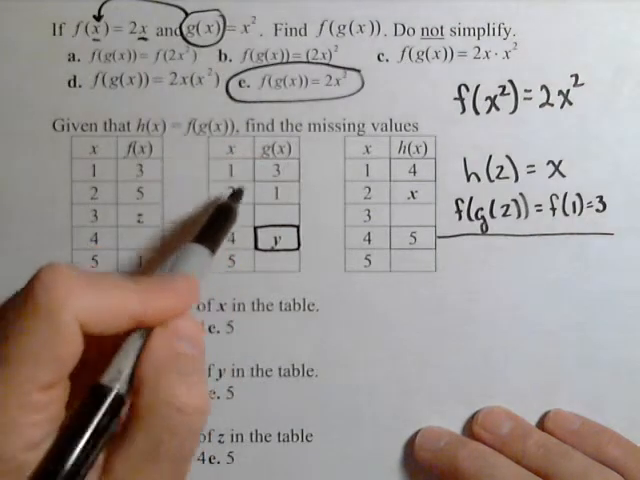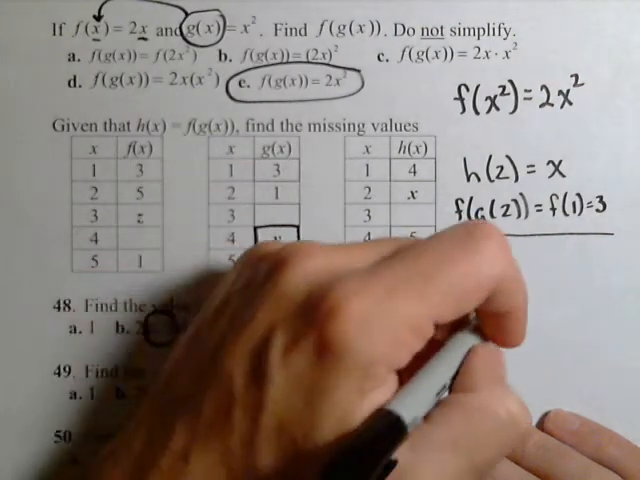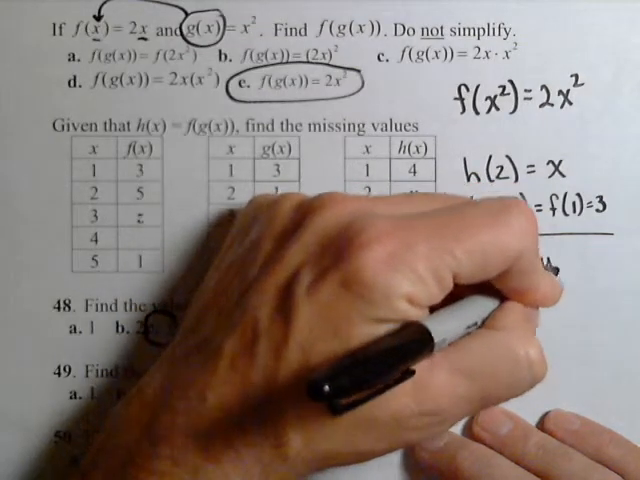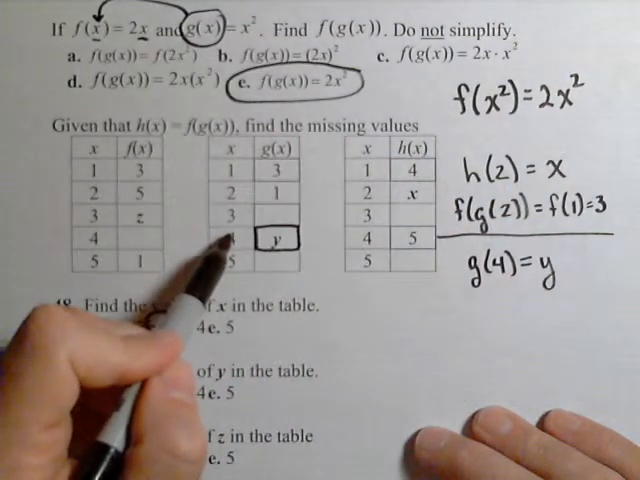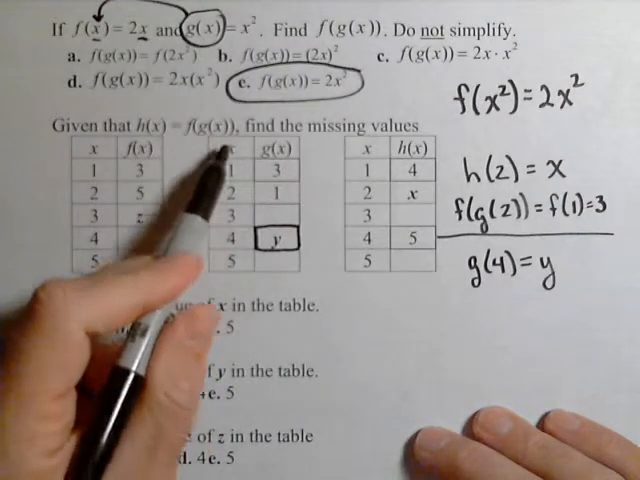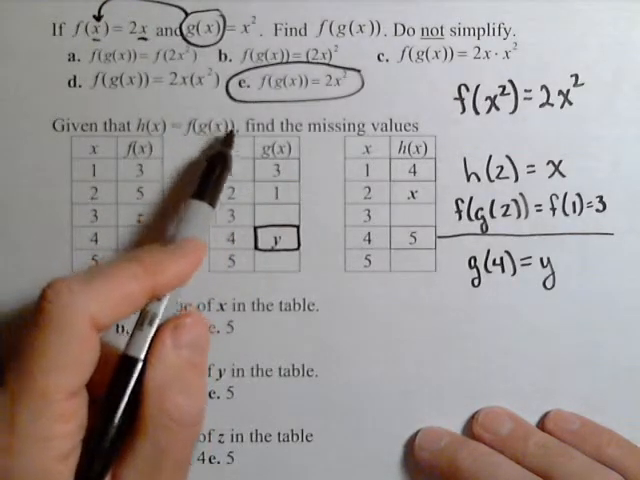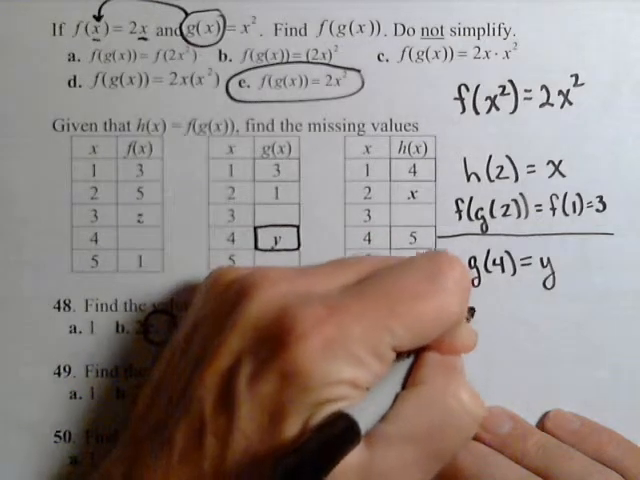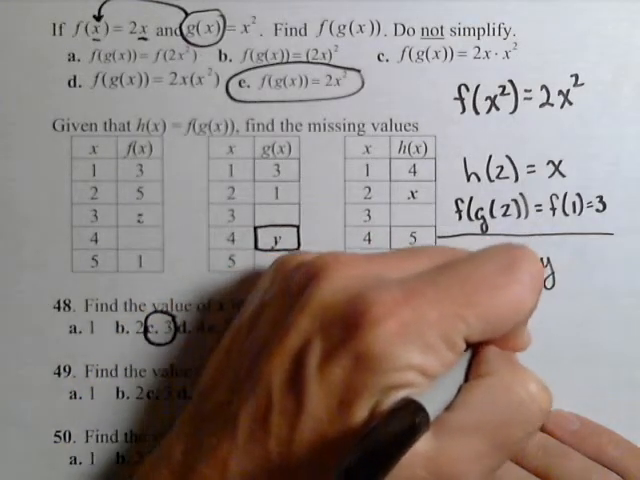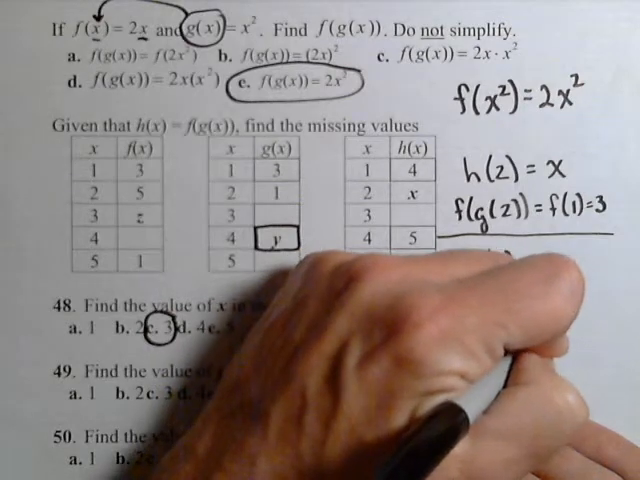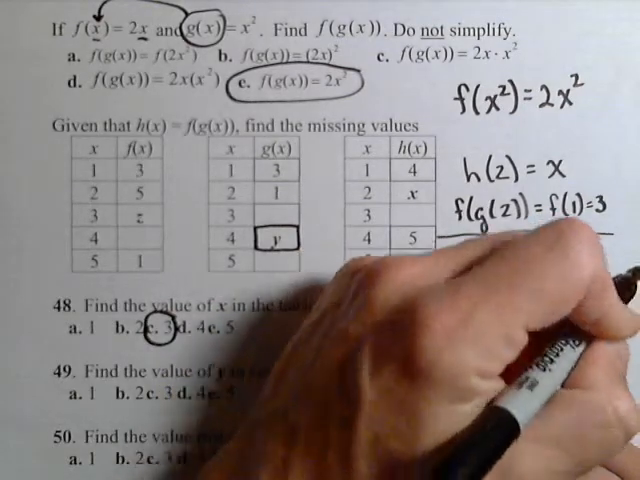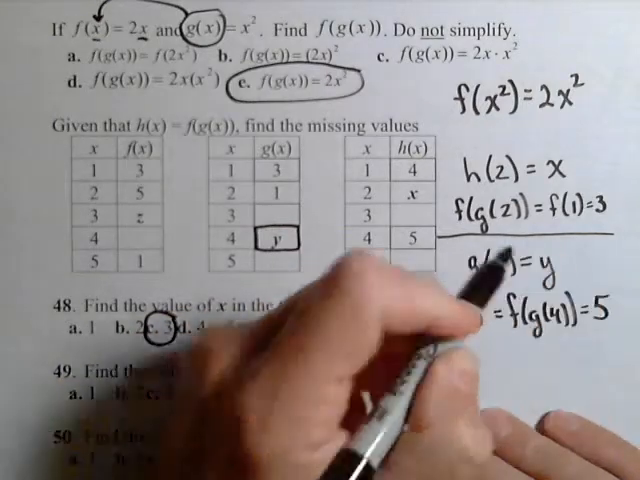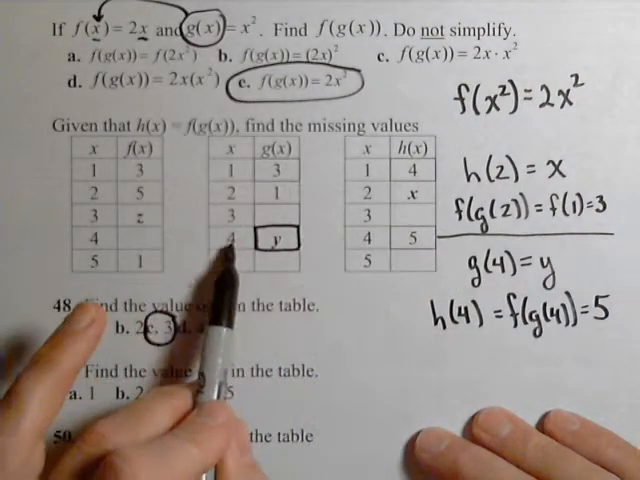So what we know about y is that g of 4 equals y. So let's make a note of that. G of 4 equals y. Okay, well, where does that 4 input come from? Well, that's x, and it goes into g first. So that means we're interested in what h of 4 is equal to. Because h of 4 is f of g of 4, and that is equal to 5. Alright, that's just following our composition.